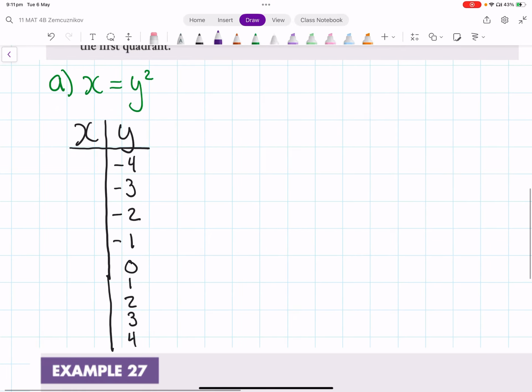If I square -4, I'm going to get 16. If I substitute -3 into y squared, I'm going to get 9. If I substitute -2 into y squared, I get 4. -1, I get 1. 0, I get 0. 1, I get 1. 2, I get 4. 3, I get 9. 4, I get 16.